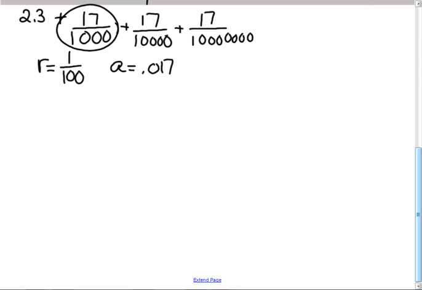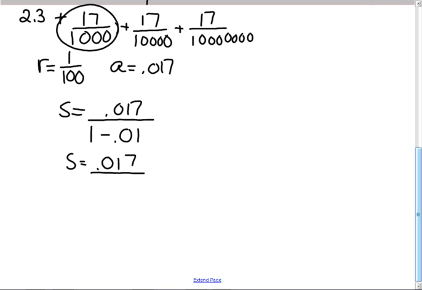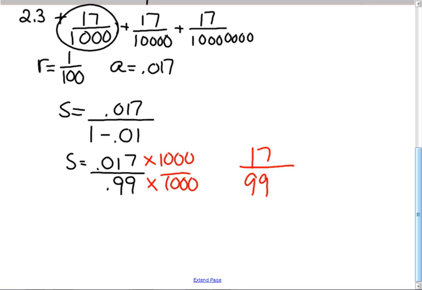Okay. S equals A over 1 minus R, so 0.017 over 1 minus 0.01. What's 1 minus 0.01? 0.99, right? Now, I want to get all the decimals out here. This is a typical math kind of problem. Multiply not by 100, but by 1,000. So I'm going to get 17 over 990, right?